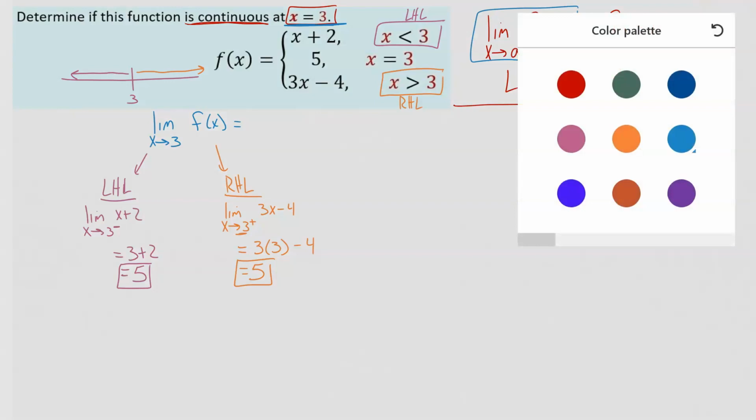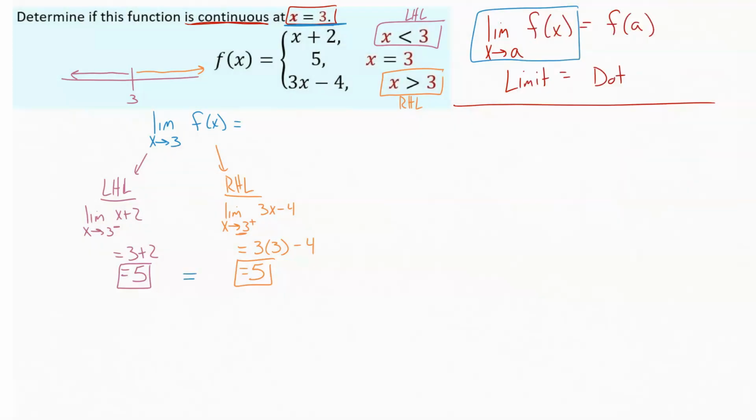So what we can see now is that our left-hand limit and our right-hand limit do equal each other. And so that tells us that our overall limit is going to equal the same value. So right now we know that our overall limit as x approaches 3 of this equation is going to be equal to 5. So we have the limit portion of our answer. We know that the limit is equal to 5.